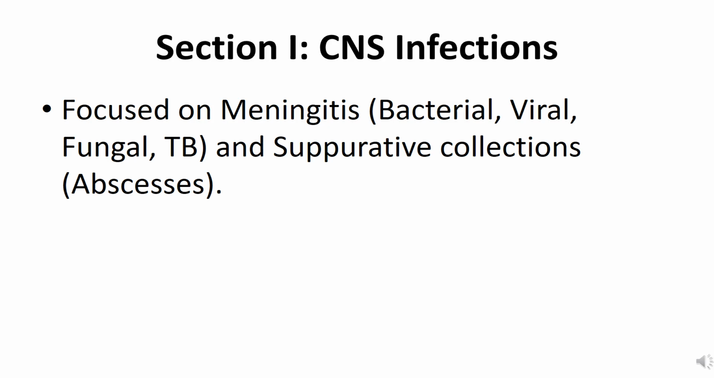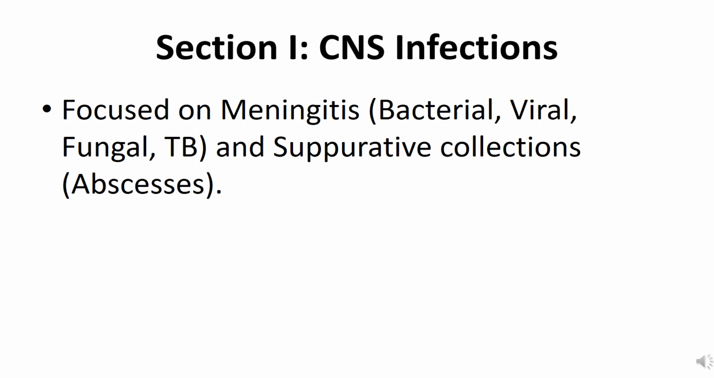Section 1 introduces us to central nervous system infections, a group of conditions where early recognition can save both brain function and life. These infections may affect the protective coverings of the brain and spinal cord, the brain tissue itself, or form dangerous collections of pus within the skull.